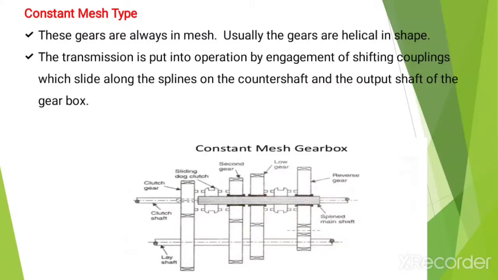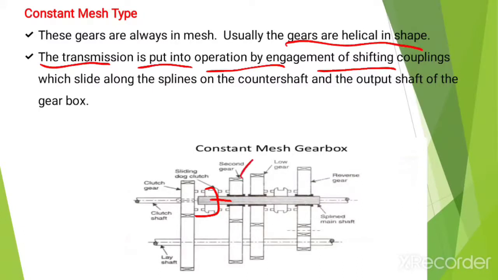In this case, the constant mesh type gearbox, the gears are helical in shape. The transmission is put into operation by the engagement of shifting couplings which slide along the splines on the counter shaft and the output shaft of the gearbox. These couplings help the engagement and disengagement of the gears present on the input or output shaft and on the lay shaft.